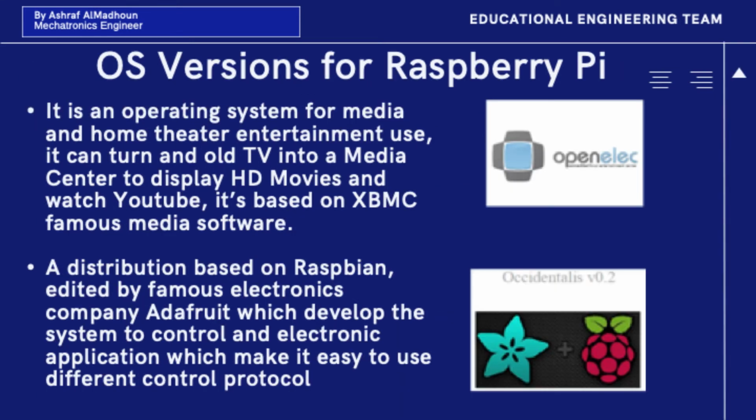Now there is also an operating system for media, home theater, and entertainment use. It can turn an old TV into a media center to display high-definition movies and watch YouTube. It's based on the famous XBMC media software, and a distribution based on Raspbian edited by the famous electronics company Adafruit, which developed the system to control electronic applications, which makes it easy to use different control protocols.